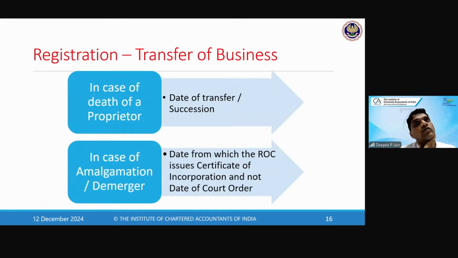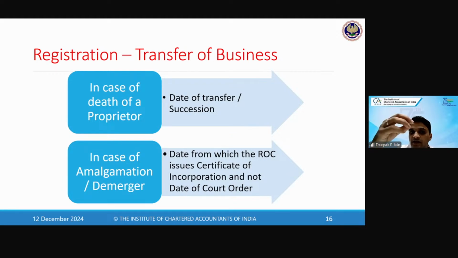Okay. Now, once registration is there, and if some event happens, then what will be the date of transfer of business from where you have to take the registration? In case of death of a proprietor where a legal heir is continuing, since the business is already going on, we will not see whether you cross the limit and things like that, because the existing business is getting transferred. So this is a transfer of business.